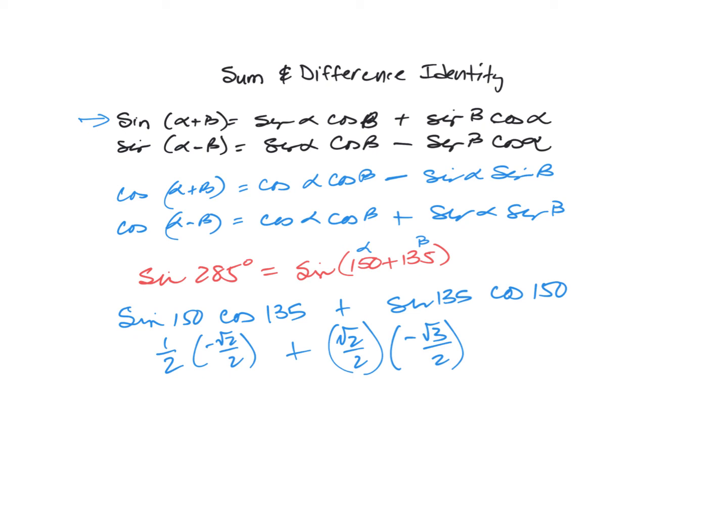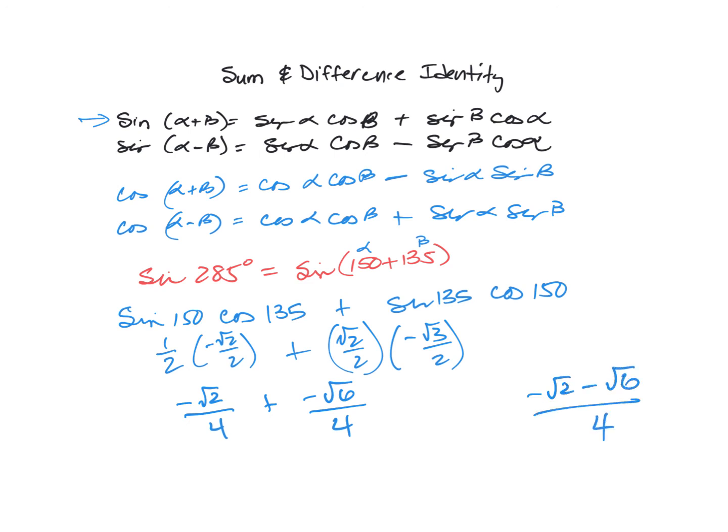So 1 times negative root 2 is negative root 2. 2 times 2 is 4, plus radical 2 times negative radical 3 is negative radical 6 over 4. Do we have a common denominator? Yes. So we leave it as negative radical 2 minus radical 6 over 4.